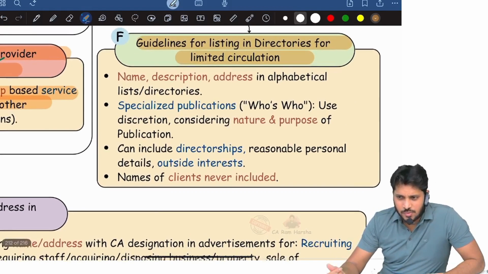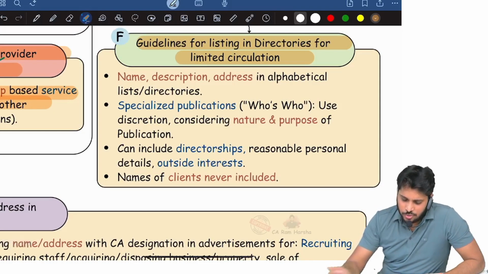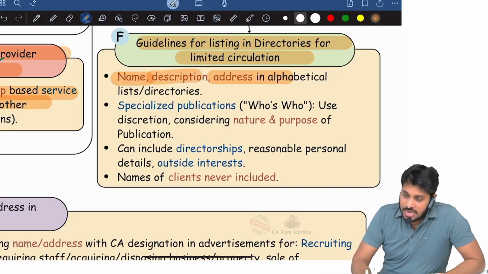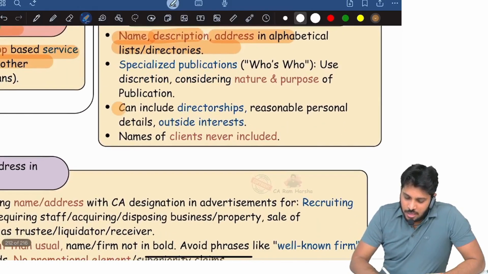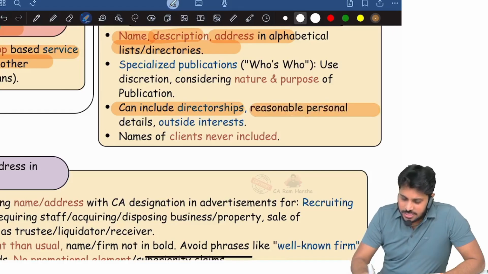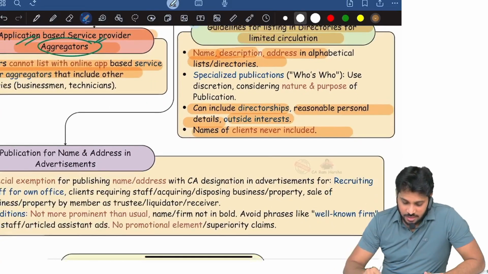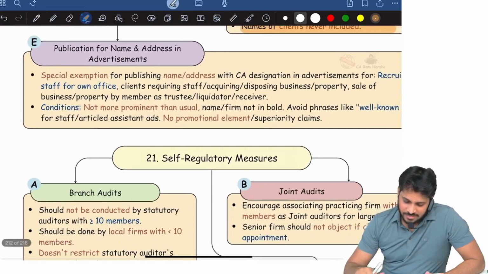Any other directories which are meant for limited circulation, can you mention? Yeah, name, description, address can be mentioned. That too, it should come in alphabetical order. And you can include directorship details, reasonable personal details, all that. Names of the client should never be included anywhere. Then that is not required.